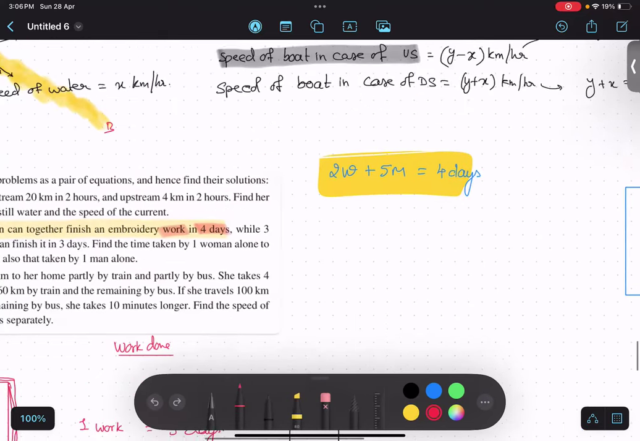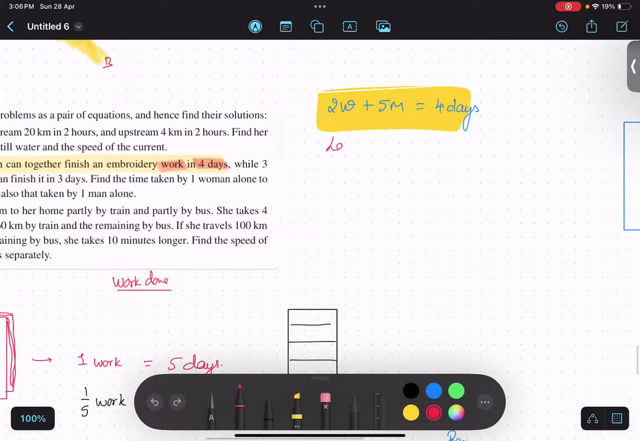Let the time taken by one woman be X days. Understood? Is this thing clear? Yes. And let the time taken by one man be Y days.